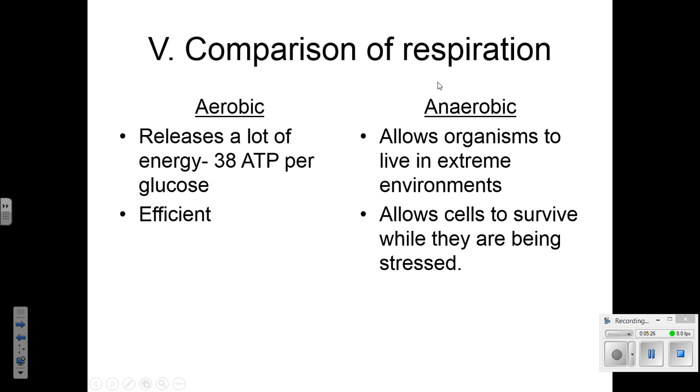And it allows your cells to survive while they're being stressed out. Like during a workout when it's being starved of oxygen, it's going to be a way to preserve it, but you're not getting energy out of it. So your body does not want to do this. For simple organisms like yeast and bacteria, they get a little energy out, and that's all they need. So they don't have to do this full blown process.